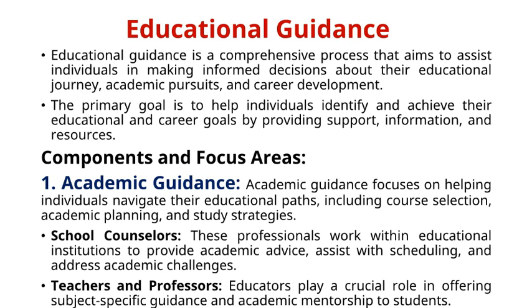Components and focus areas. 1. Academic guidance. Academic guidance focuses on helping individuals navigate their educational paths, including course selection, academic planning, and study strategies. School counselors. These professionals work within educational institutions to provide academic advice, assist with scheduling, and address academic challenges. Teachers and professors. Educators play a crucial role in offering subject-specific guidance and academic mentorship to students.